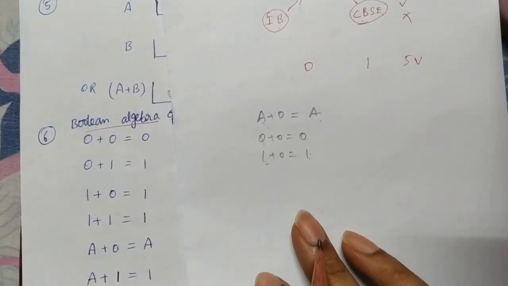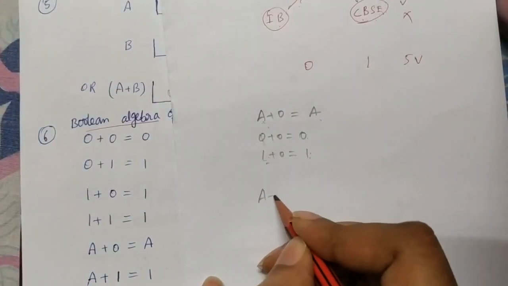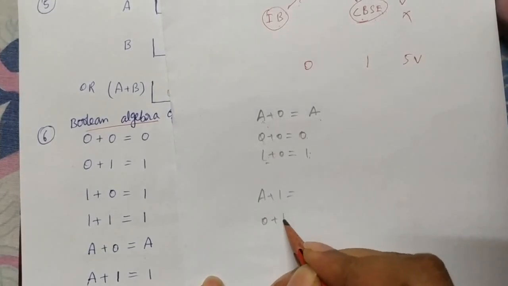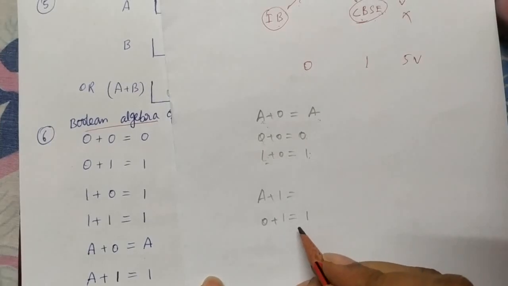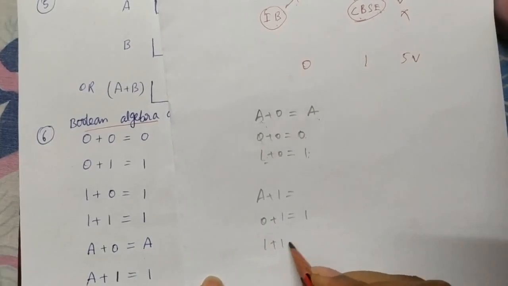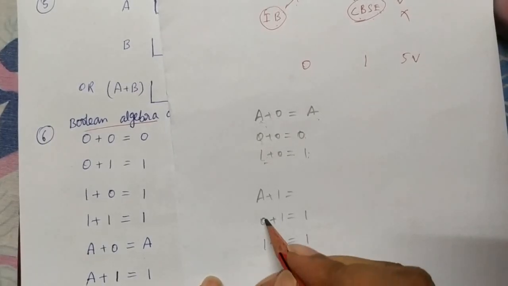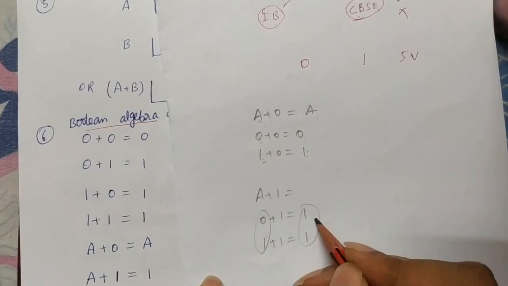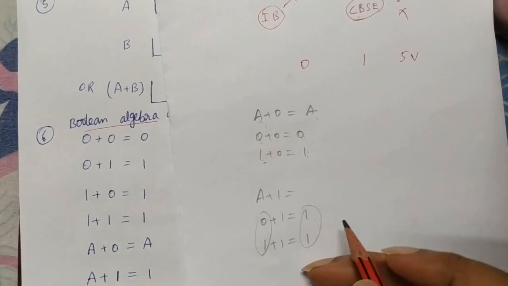And what about A plus 1? A plus 1, what do you get? If A is 0, 0 plus 1 is equal to 1 we get. If A is 1, 1 plus 1 is equal to 1 you get. So whatever the A value, it doesn't depend upon A, and always you are getting 1 only. So A plus 1 is equal to 1 we get.